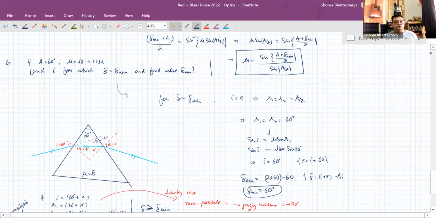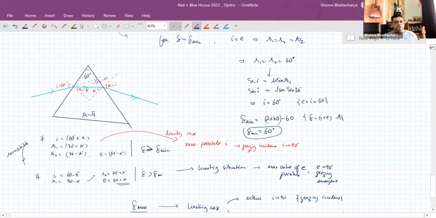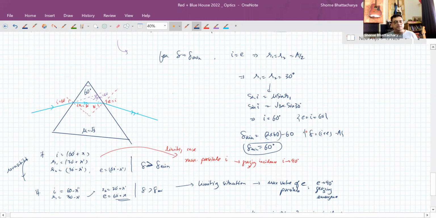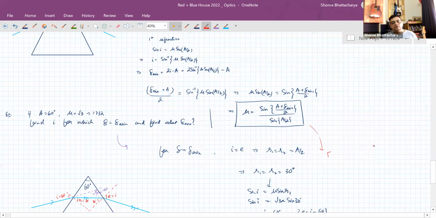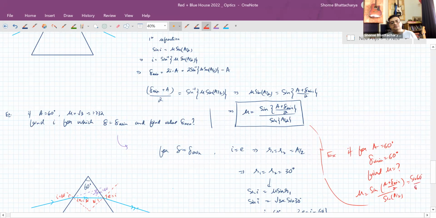So as an example of this one's application also, you can see that suppose we were to apply this here, the question would be like this: if for an angle of prism equal to 60 degrees, the minimum deviation is also equal to 60 degrees, then find the refractive index of that particular prism. So you just have to apply this formula, and in this case you get it as sine 60 divided by sine 30. So that would be root 3.